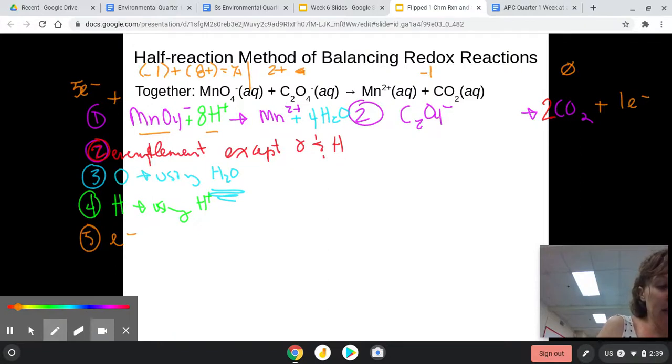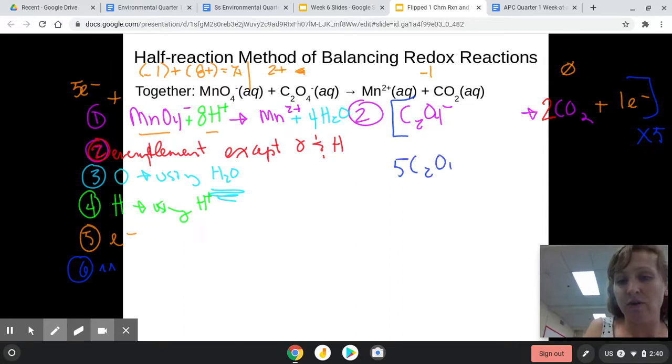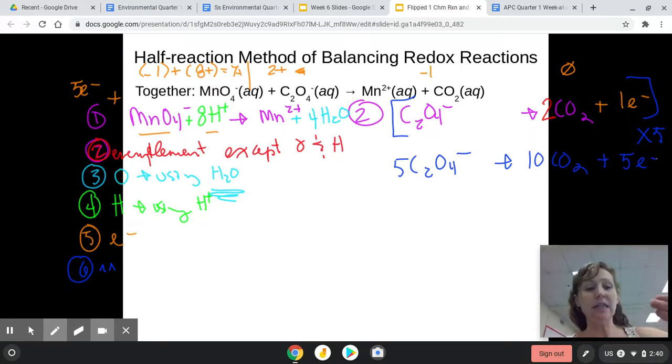All right, moving right along. Step number 6, we need to balance electrons again, but this time looking at the 2 halves of our reaction. So if I have 5 on the manganese side and 1 on the carbon side, I'm going to just multiply this entire side by 5. So that gives me 5 C2O4 minuses, 10 CO2s, and 5 electrons. Now I have 5 electrons on the manganese side, 5 electrons on the carbon side.